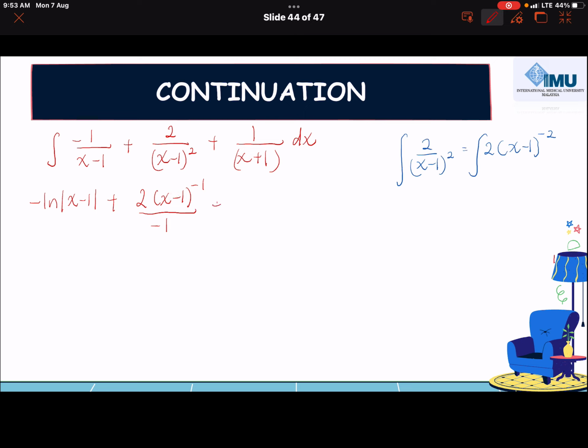Now let's proceed to the next one. Integrate 1 over (x plus 1). Indeed, you will have ln |x plus 1|. Now, don't forget to put C at the end.